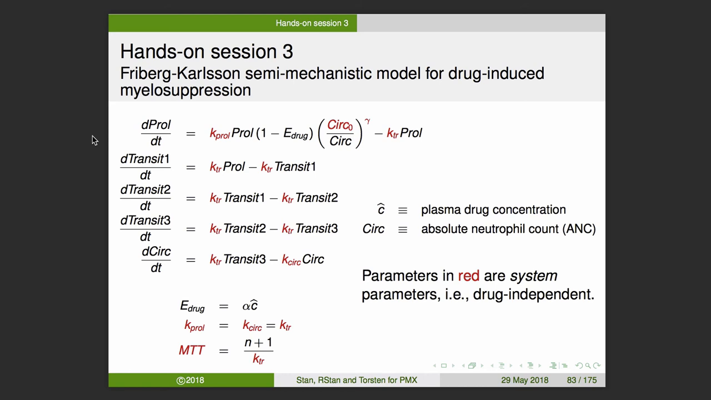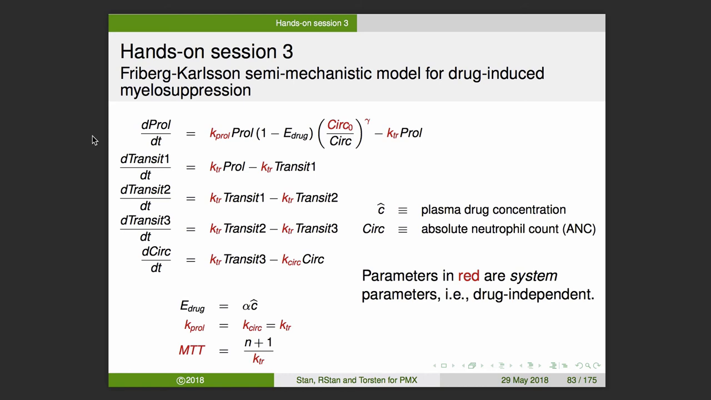In addition, this is an instance that illustrates a place where it would be logical to use some informative priors, because the parameters I marked out in red are ones that we could argue are system parameters. They're kind of related to the underlying physiology and we believe are drug independent. Therefore, we could use information that was learned from past experience with other drugs or even for non-drug things where you're looking at the neutrophil maturation process to inform the priors that we use for those model parameters, again, highlighted in red.